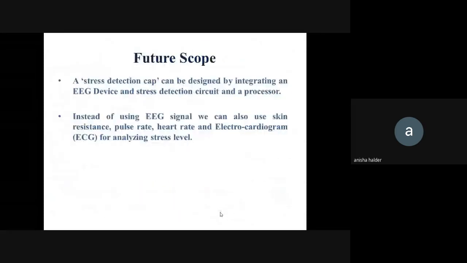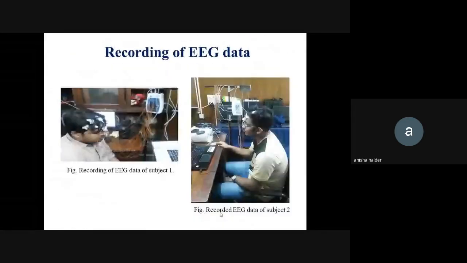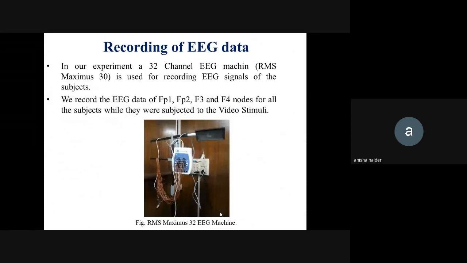I think, yeah, this is the EEG machine from my lab. This is a 30 RMS Maximus 32 channel EEG machine. Okay, this is the EEG machine here.